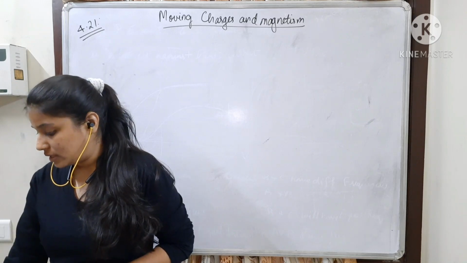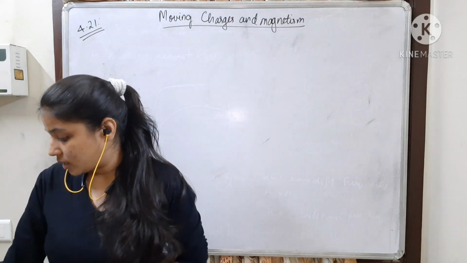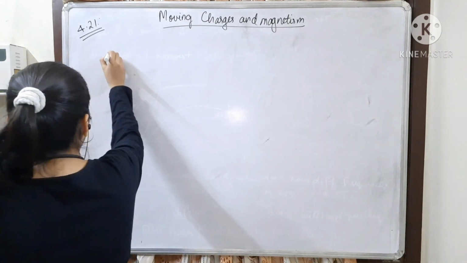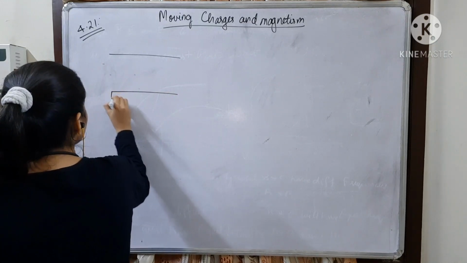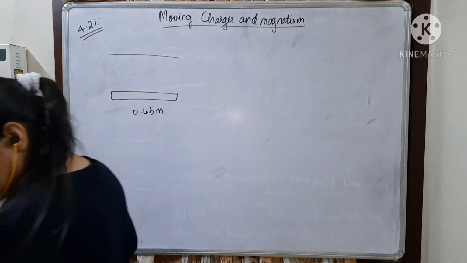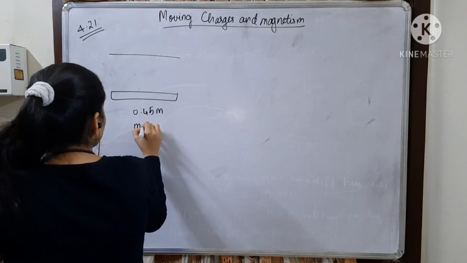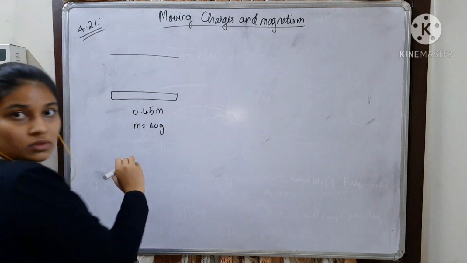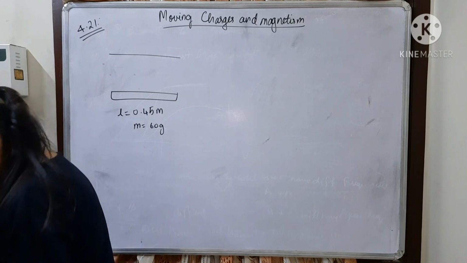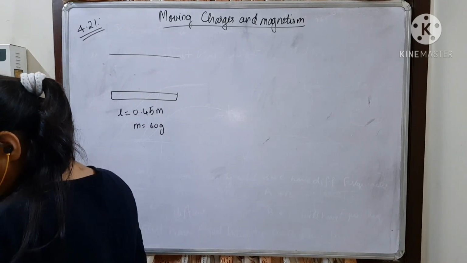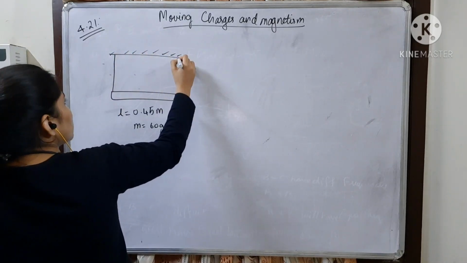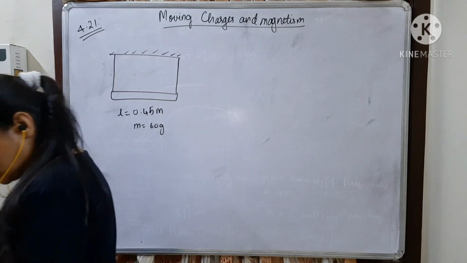Question number 4.21 is a straight horizontal conducting rod of length 0.45 meter. So you have a rod whose length is 0.45 meter, and it has a mass of 60 gram. The length is 0.45 and the mass is 60 gram, and it is suspended by two vertical wires at its ends. Now, what is the question?